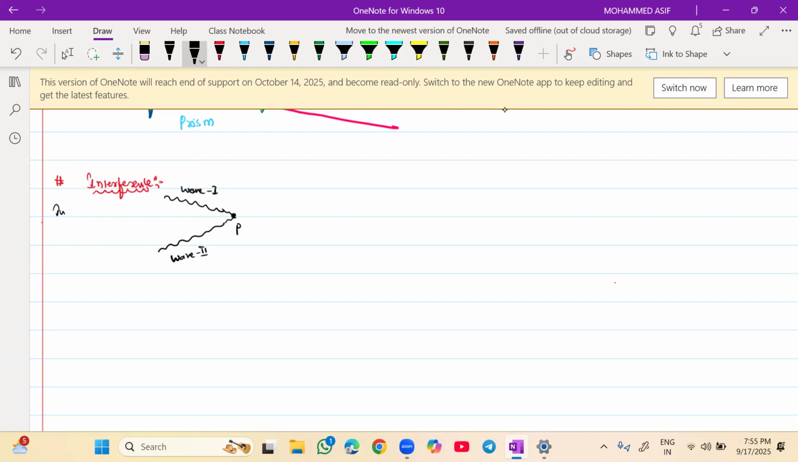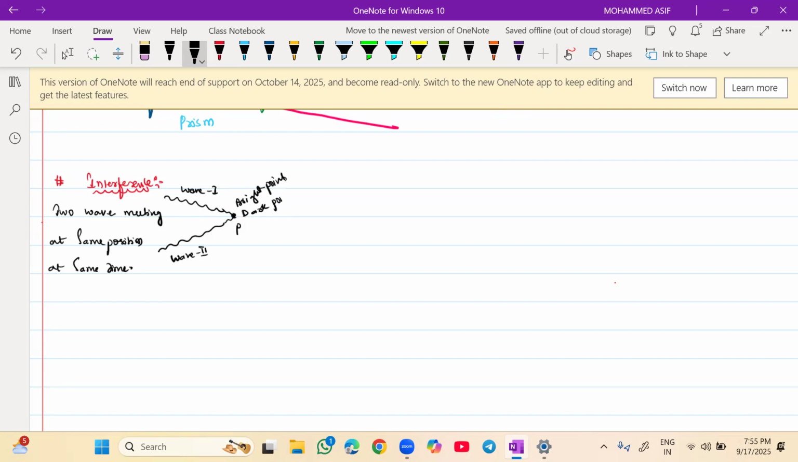I'll write here: two waves meeting at the same position, at the same time, but the phase difference may be different. That is called interference. Am I clear? At interference, we may get a bright point or we may get a dark point.